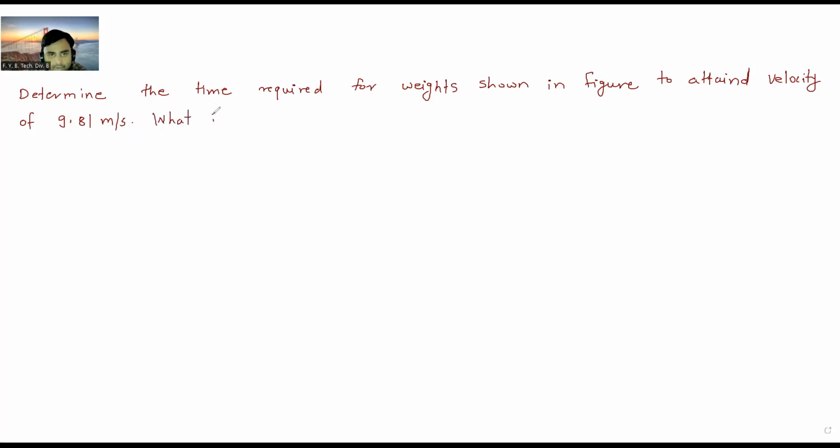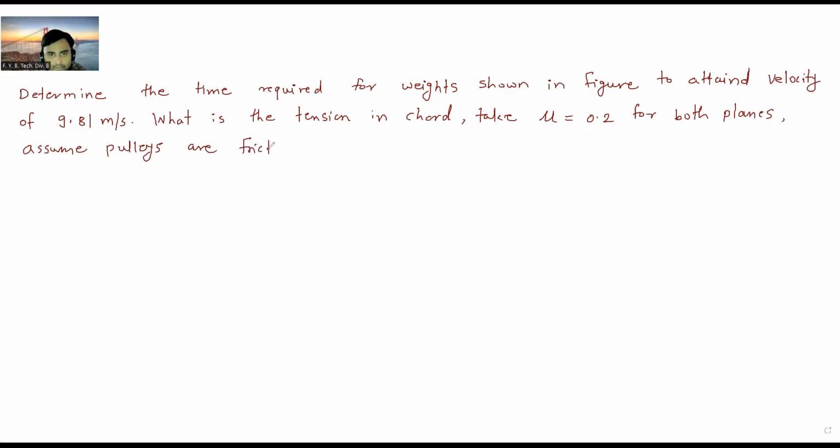What is the tension in the cord? Cord means rope or string. Take mu equal to 0.2 for both planes. Assume pulleys are frictionless and weightless.